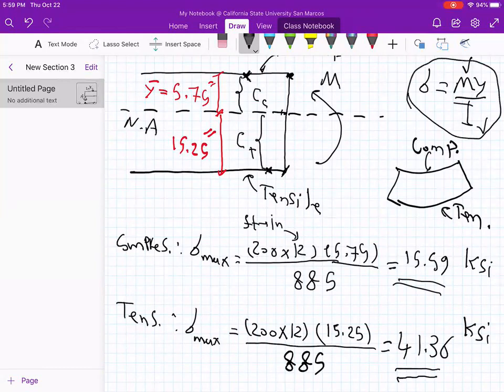Again, we use this formula, My over I. The first step, we find the moment from the statics, then I from the cross section, and then just look at the problem. It asks for the maximum, so this is the top. Based on the direction of the moment, the top is in compression, the bottom in tension, and then we put the appropriate distance and find the maximum stress, right? Does it make sense to you? Yes, it makes sense.